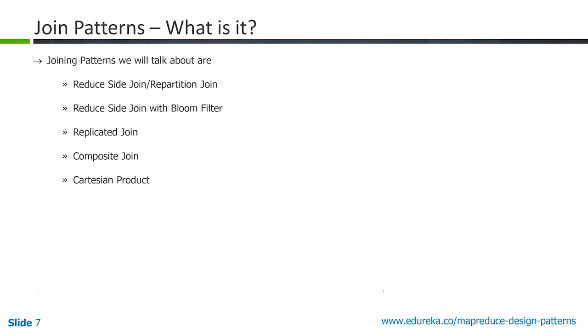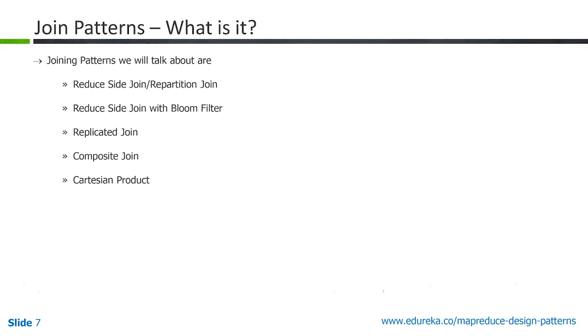All right. With that, let's have a brief discussion as to what kind of join patterns we have. The first two that you see on the slide are the reduce side join, which is also called the repartition join, and then the reduce side join with Bloom filter.